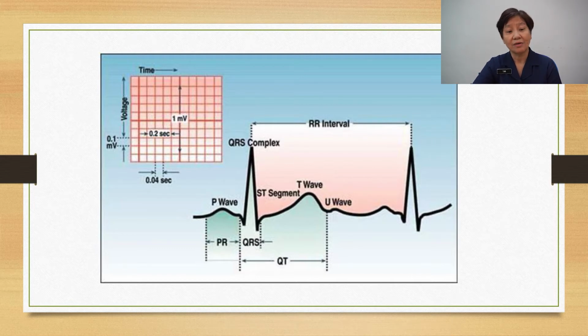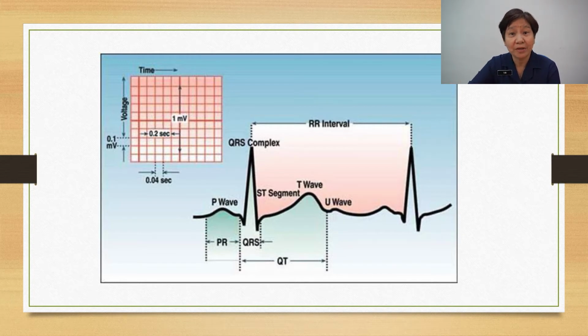From the horizontal graph, you need to see how many seconds it is. One small square is equivalent to 0.04 seconds. Therefore, 5 small squares is equivalent to 0.2 second. How about the voltage? The voltage is on the vertical side, where 1 small square is equivalent to 0.1 mV. If you have 10 small squares, it will become 1 mV.